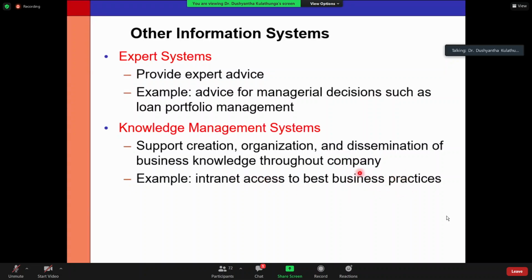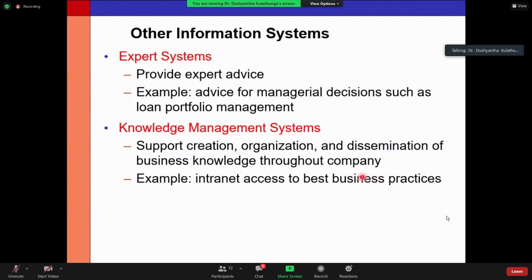Once you identify the best business practices that are relevant for your organization and that should be utilized within your organization, that is knowledge. Best business practices are knowledge for the organization. It's an important knowledge for the organization, and it has to be stored within the organization so that others can access it.